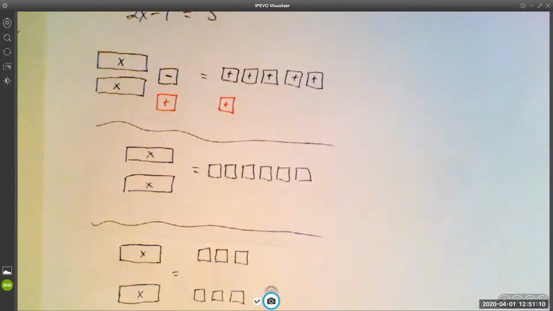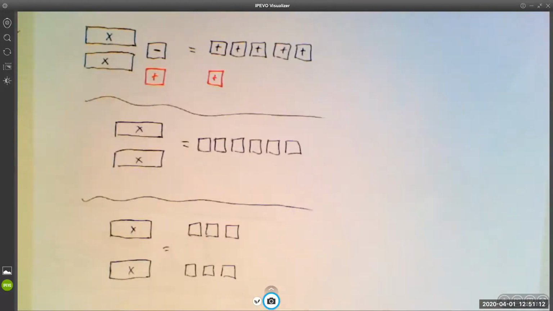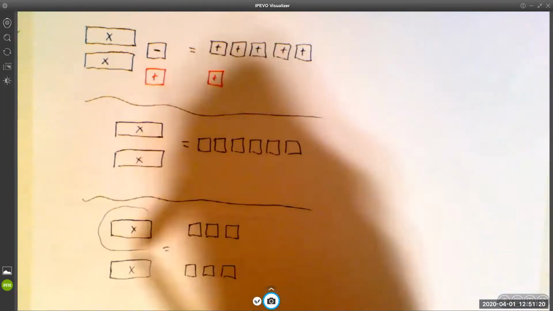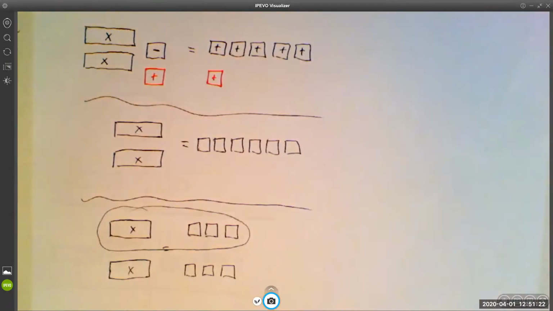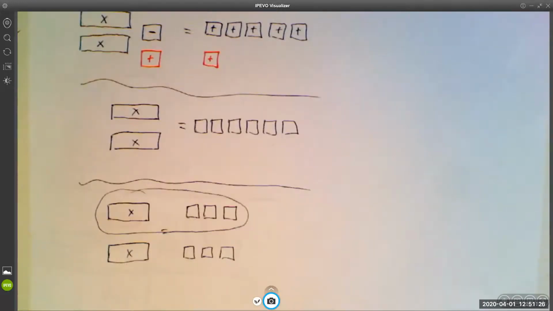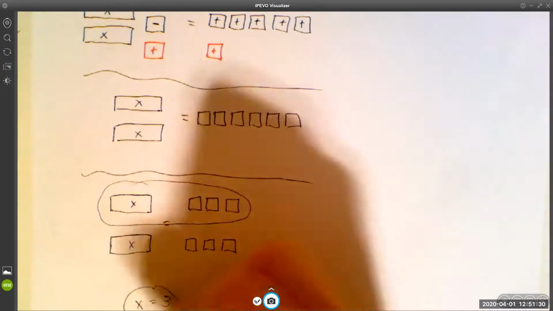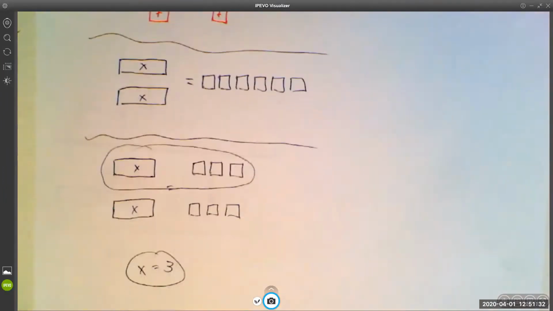This is the same as the previous step, right? It still says 2x equals 6, but it has the benefit of being very clear visually that x must be 3 then, right? So x must be 3. Okay, so there's 2x minus 1 equals 5.